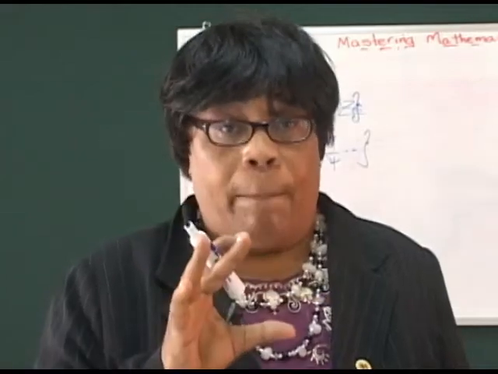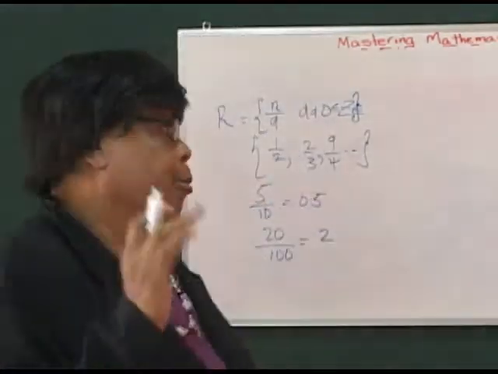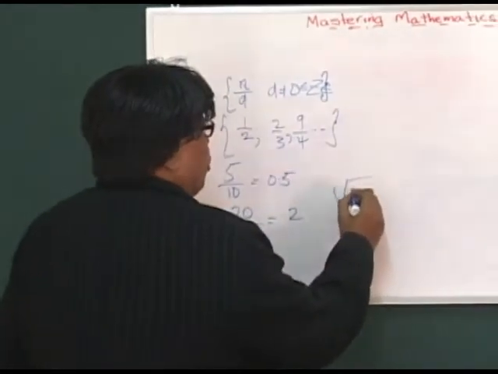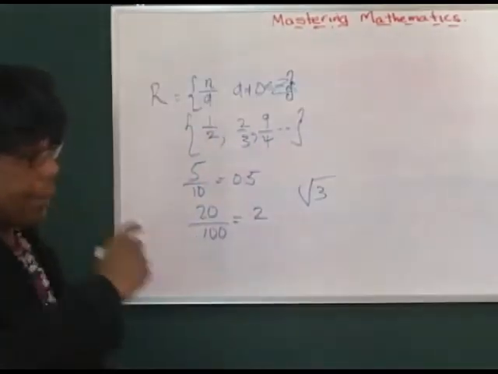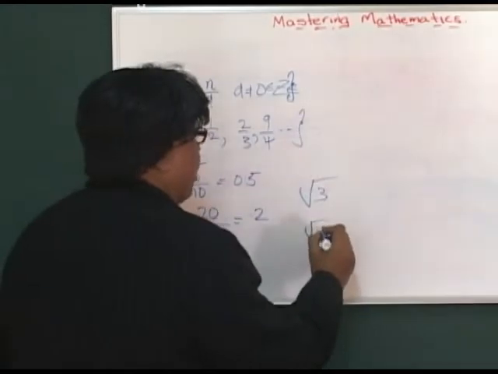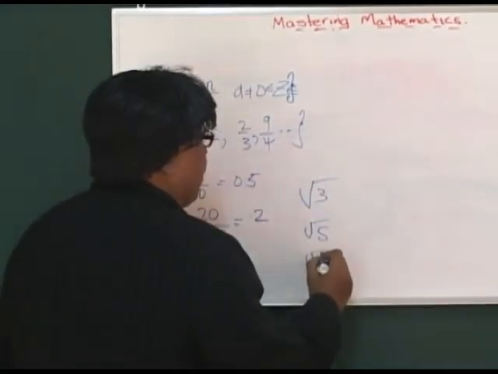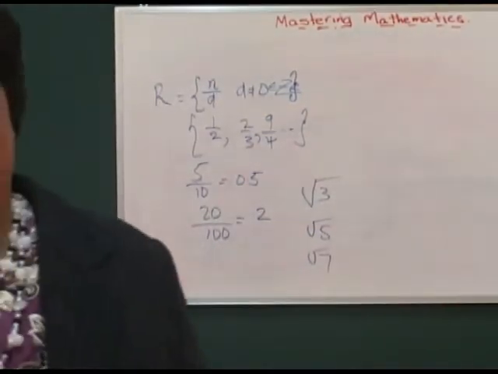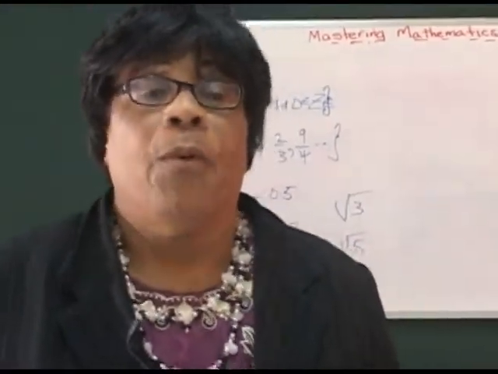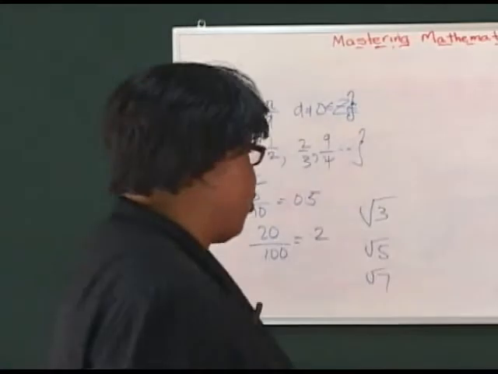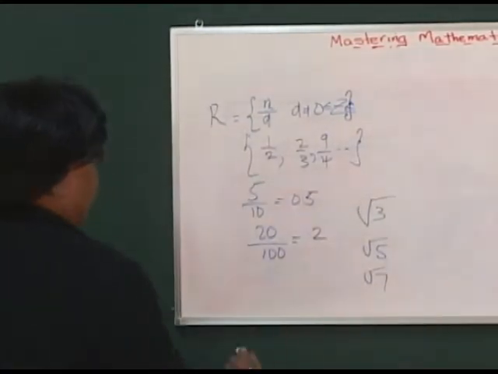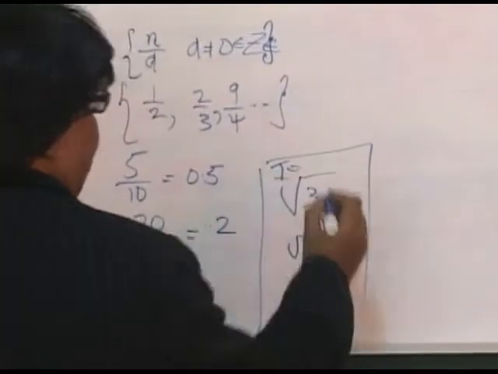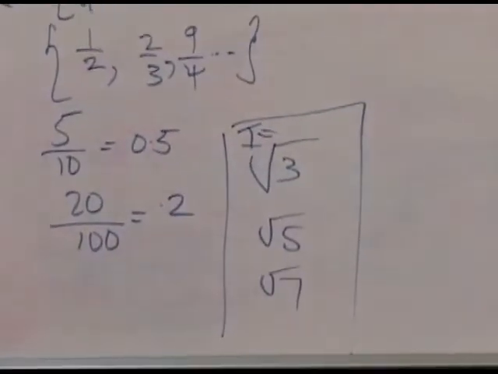A number that is not a whole number is called an irrational number. So for example, we can have square root of 3, square root of 5, square root of 7, where you would have to go to a table to get your answer. That is called an irrational number. We call it the set of irrational numbers.